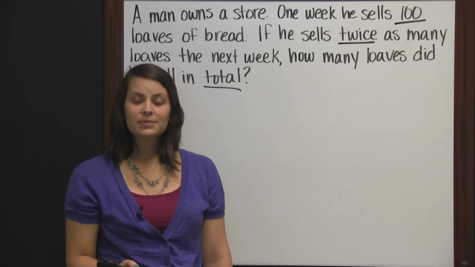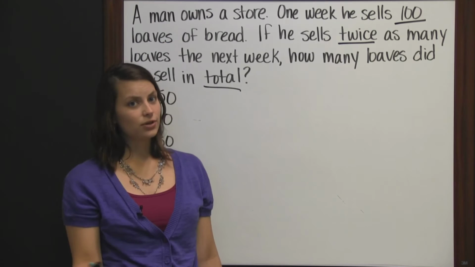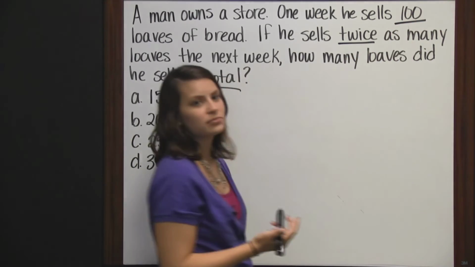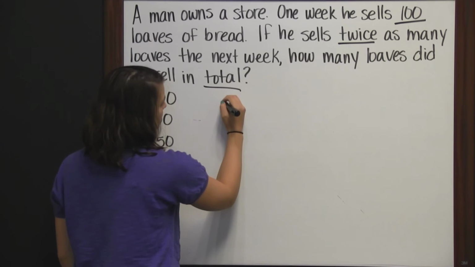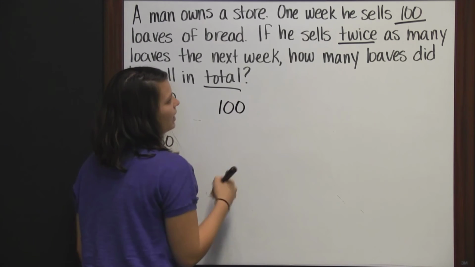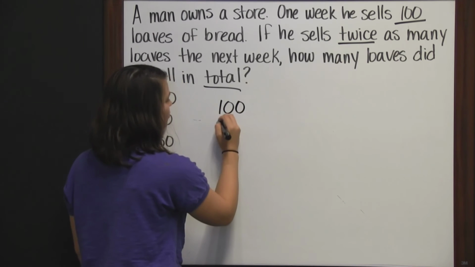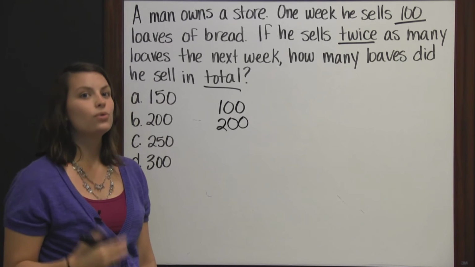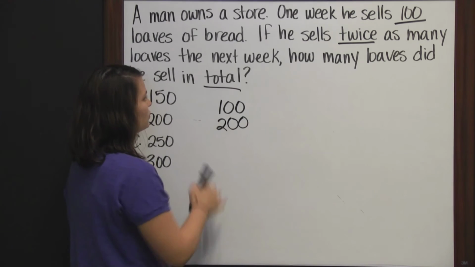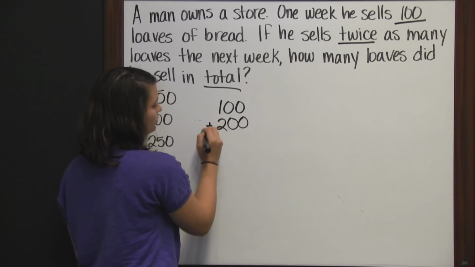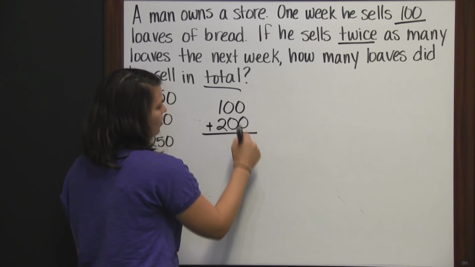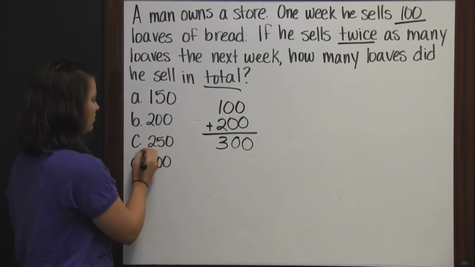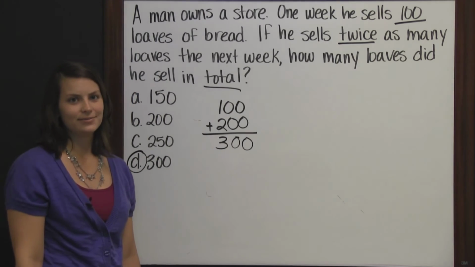And that word twice means to multiply times 2. So we're going to take 100 and multiply it times 2. In the first week he sold 100, and in the second week he then sold 200. That's 100 times 2, or twice as many. So how much did he sell in total? We add up all of his loaves of bread and we get 300 loaves of bread. Answer D.